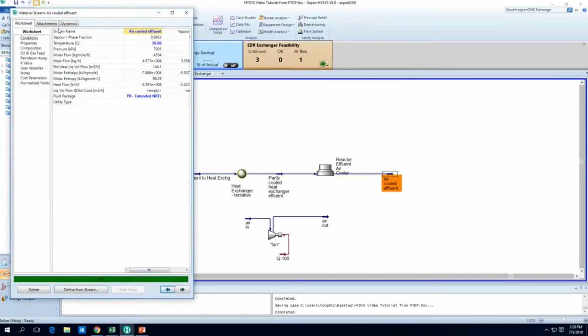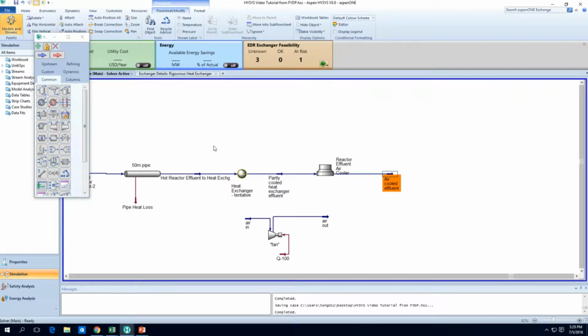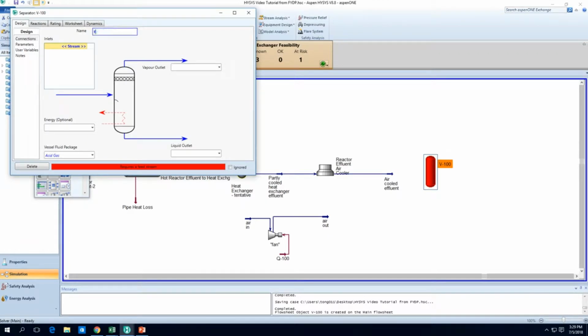Now we look at our effluent, which has basically lots of methanol, water, CO2, CO, and hydrogen. So we need to separate the liquid from the vapor. To do that, we go to the models and stream palette, which we can access by pressing F4. And we will click on this tab called the separator. This is also known as the flash drum or the knockout drum, or KO drum. That's what it's usually called in industry.